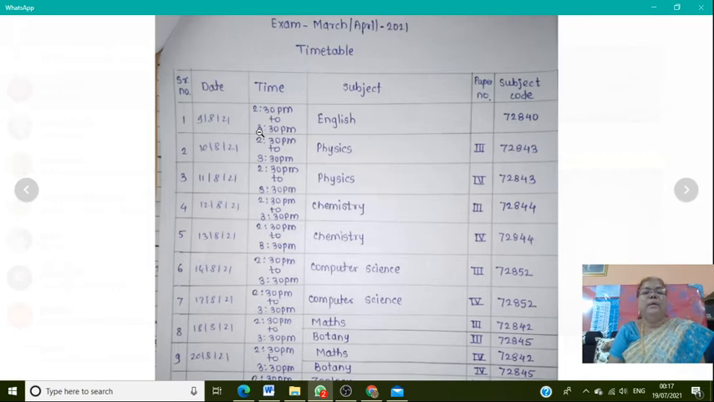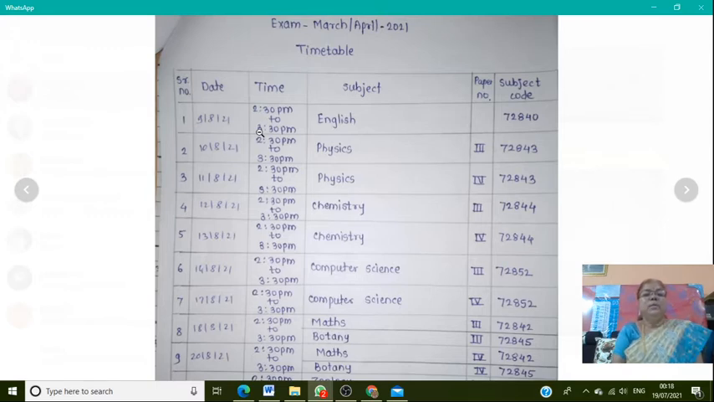The subject code for the English paper is 72,840 and the time of your exam will be from 2:30 p.m. to 3:30 p.m. The nature of the question paper will be MCQ type. You have to select the most correct alternative from the given options.